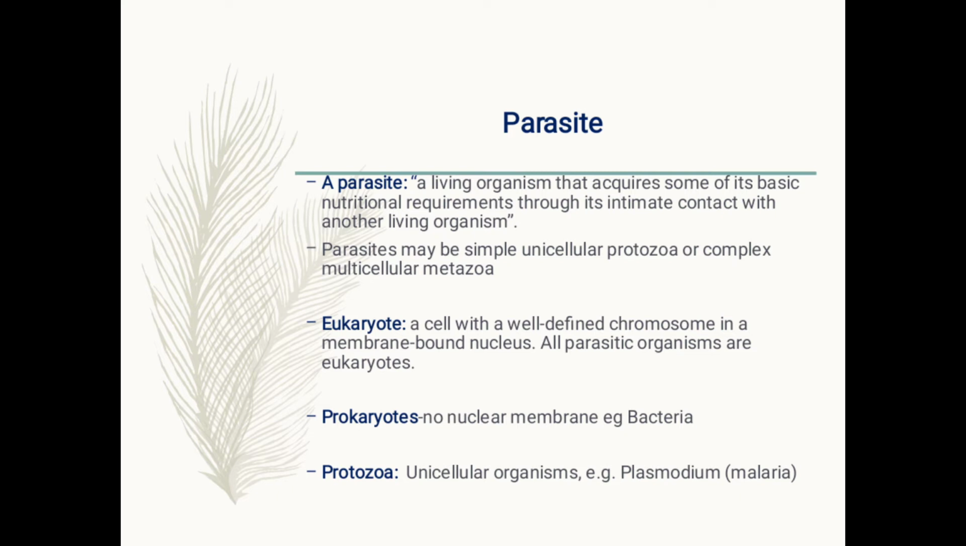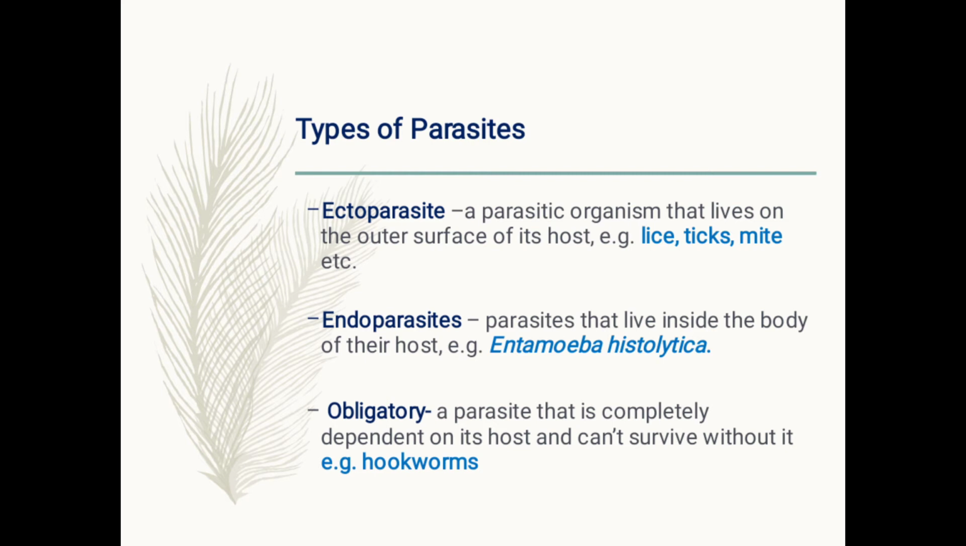For instance, we can have eukaryotes, those with well-defined chromosomes in a membrane-bound nucleus. All parasitic organisms lie here. They are eukaryotes. We have prokaryotes, those that do not have a nuclear membrane. An example is bacteria. Then we have protozoa. A protozoa is a unicellular organism. An example is Plasmodium, which causes malaria.